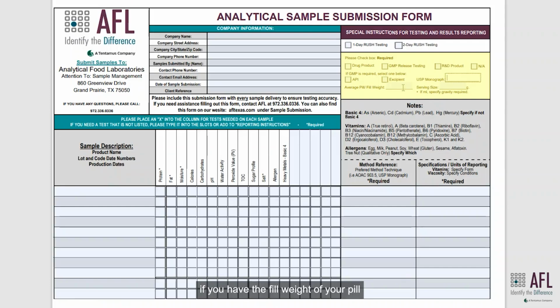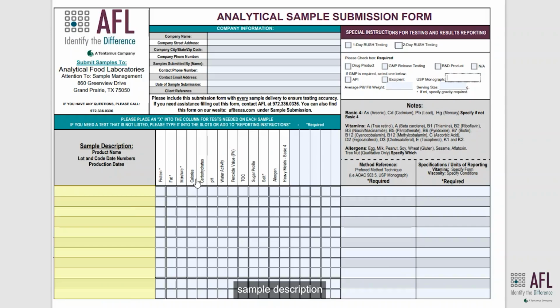If you have the fill weight of your pill or capsule and you would like to provide that to us so that we do not have to bill you for it, please put that value here. If there's a serving size for your product, again, type it here. If it's in milliliters, write milliliters and also provide us the specific gravity, please. If we have to do those tests, again, we will have to charge you for them.